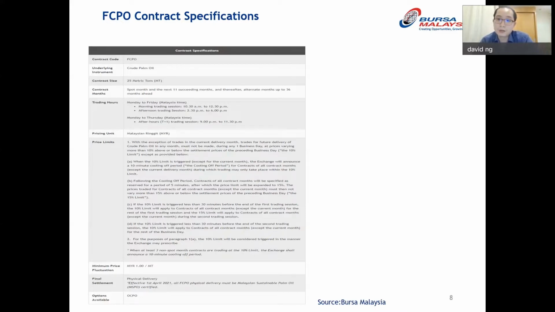Trading hours are also slightly different for both palm oil as well as the KLCI index futures. For palm oil, it starts a bit late, from 10:30 to 12:30 for the first session in the morning, and you resume 2:30 to 6 p.m. And obviously, I think just a couple of months ago, Bursa Malaysia Derivatives launched a T+1 session, which means night session trading, which starts from 9 to 11:30 p.m. at night. So that's the trading hour for the palm oil market. And I think pricing for both the SCPO as well as the KLCI index futures is in ringgit.